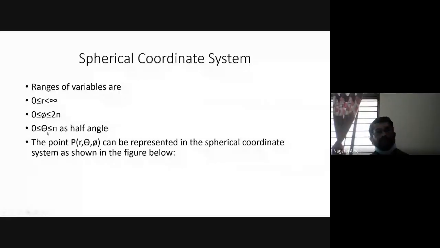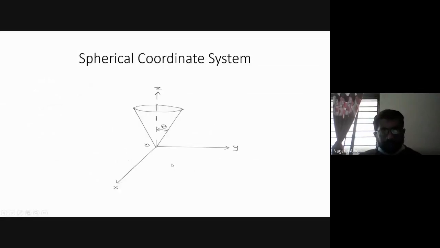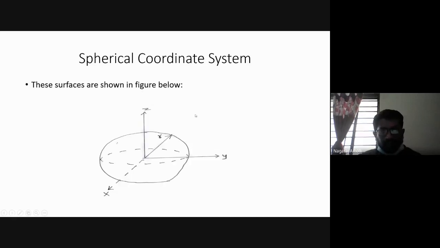In the spherical coordinate system, we get two angles. One is the angle phi. It is a full angle, 0 to 2 pi. That is the angle subtended by this half plane. Then another angle is this angle theta, the half angle. It is 0 to 180 degrees. Then the radius r varies from 0 to infinity. We cannot say the radius varies from minus infinity to plus infinity.